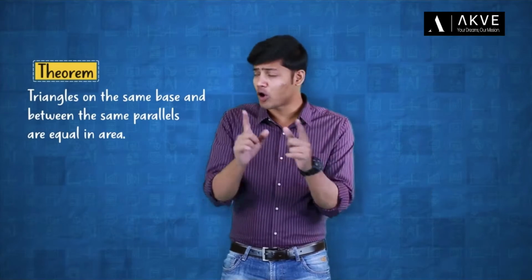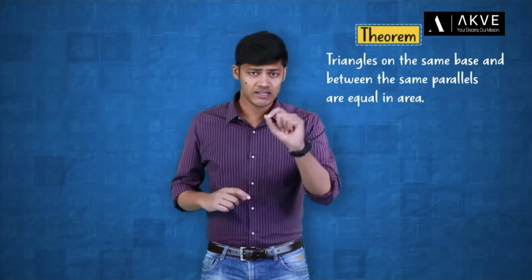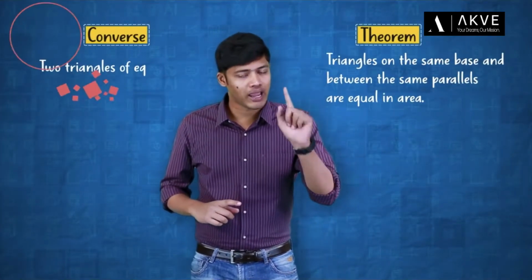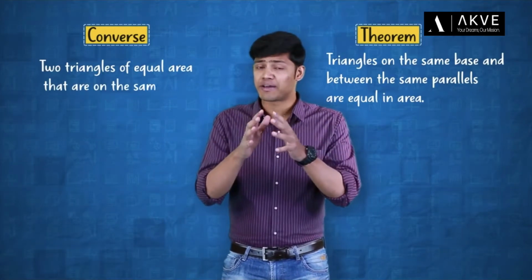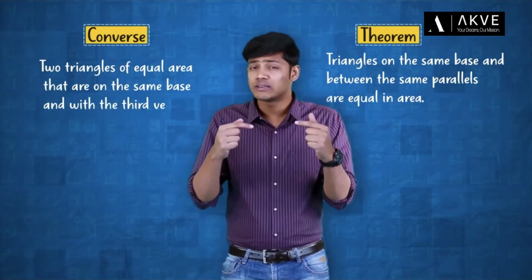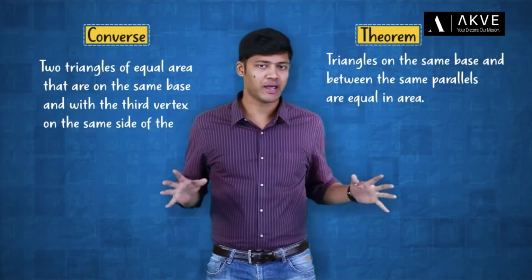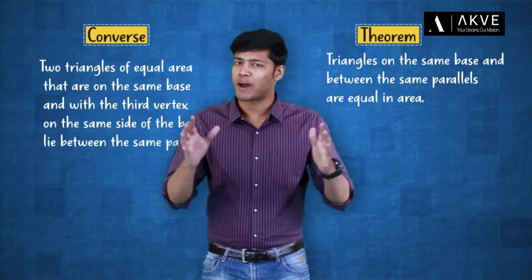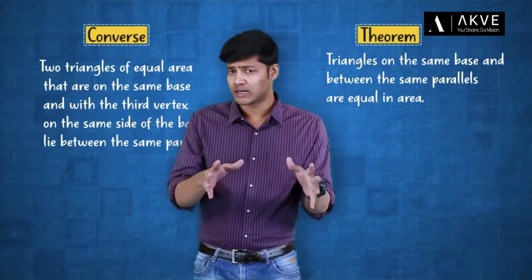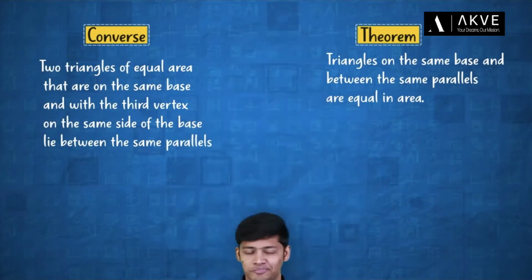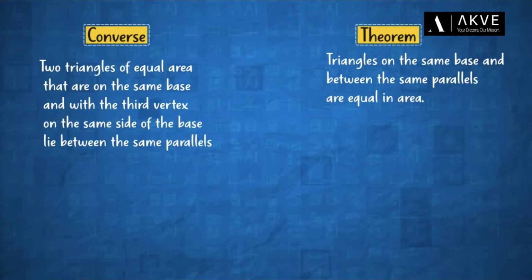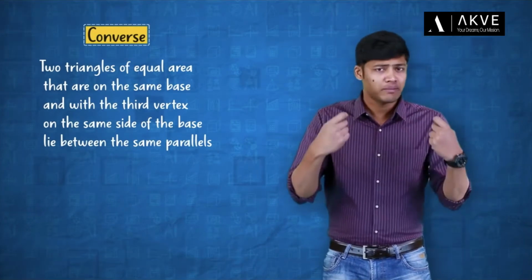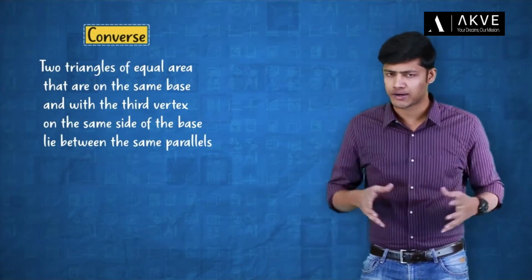Now, can you prove the converse of this theorem? That is, two triangles of equal area that are on the same base and with the third vertex on the same side of the base lie between the same parallels. Pause your screen and try to prove this theorem. Done with the proof? Let me do it for you so that you can check it.